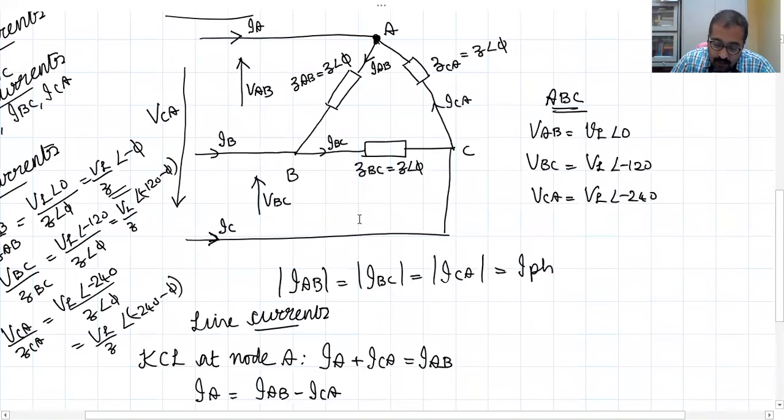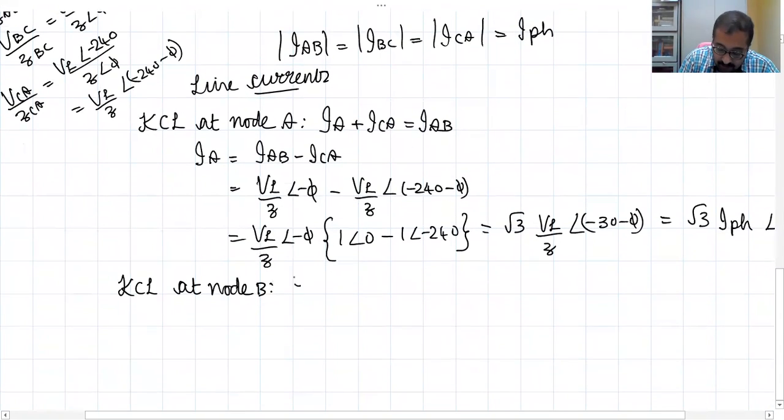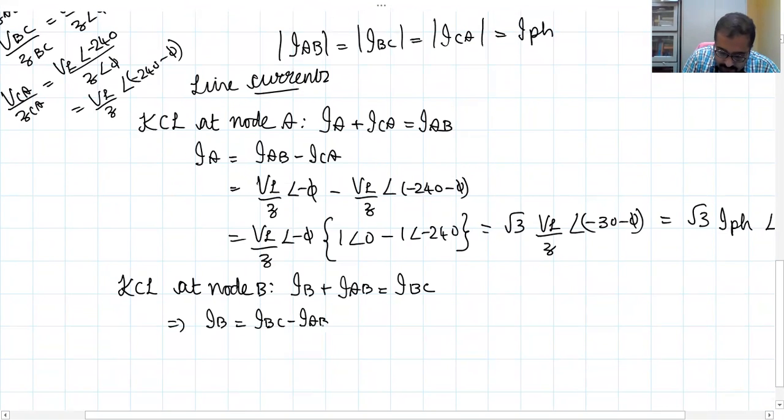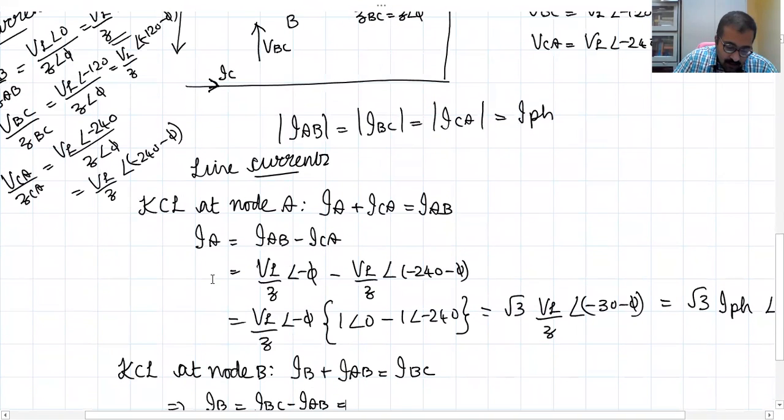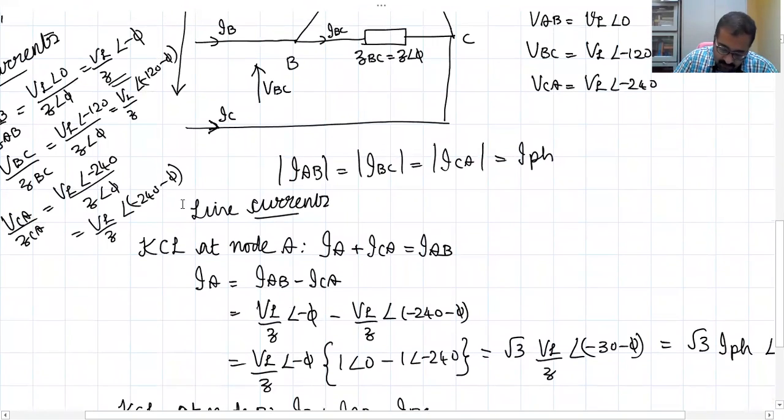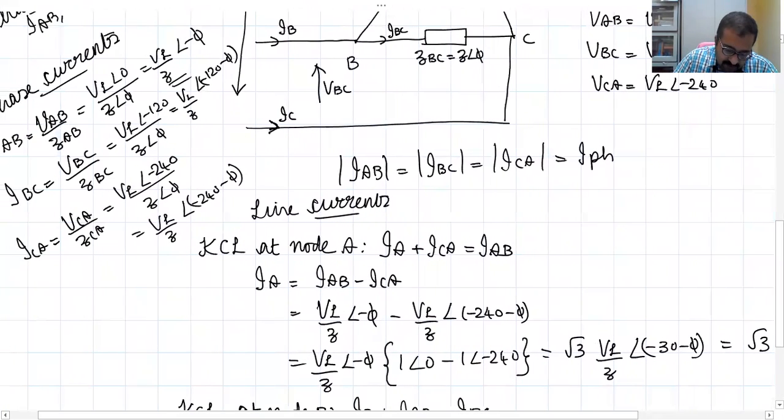What do you get if you apply KCL at node B? IB is entering and IAB is entering. So IB plus IAB must be equal to what? The leaving current IBC. So I can write IB plus IAB equals IBC. So that means what is IB? IBC minus IAB. Okay, but what is IBC? IBC is somewhere we had found. What is IBC? IBC is VL by Z angle minus 120 minus φ.